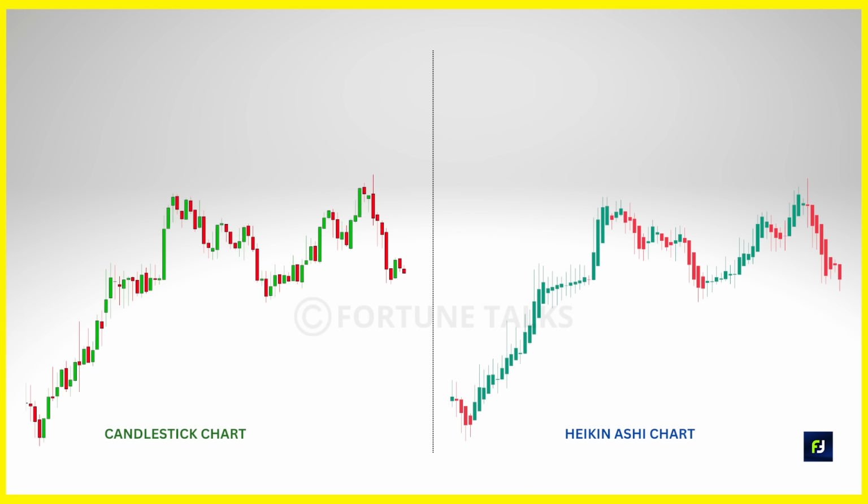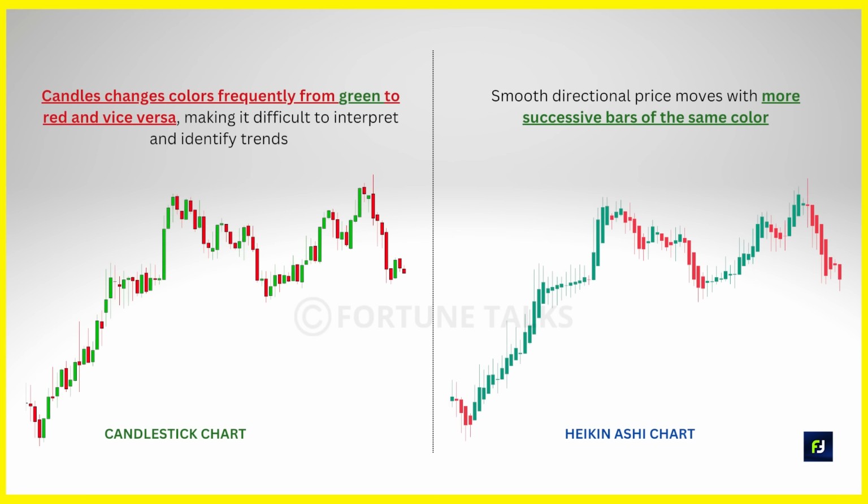In order to understand this better, let's put both these charts side by side. The chart on the left is the traditional Japanese candlestick chart, and the chart on the right is the Heikin Ashi chart. As you can see from the chart on the right, the Heikin Ashi chart has smooth directional price moves with more successive bars of the same color, which gives a clearer picture of the price movements. But the traditional candlestick chart changes colors frequently from green to red and vice versa, making it difficult for traders to interpret and identify trends.